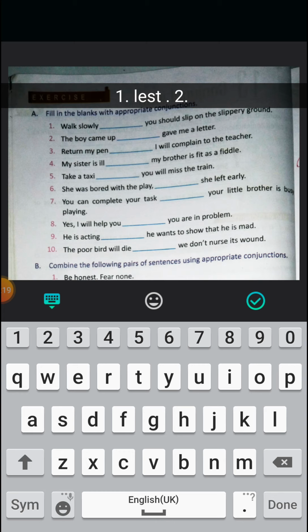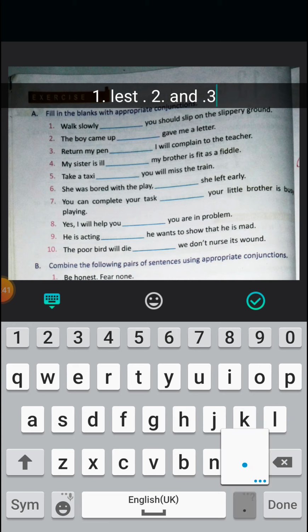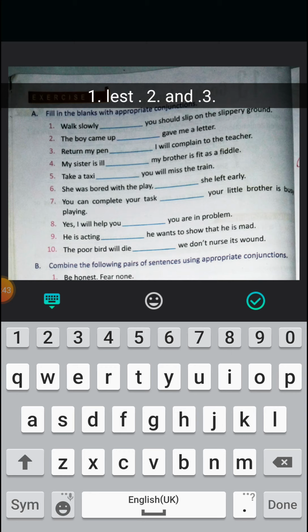Second one is: the boy came up dash gave me a letter. So write, the boy came up and gave me a letter. Why "and"? Because we have two sentences of independent nature, the boy came up, then gave me a letter, so we should join them using the conjunction "and". The third one, return my pen dash I will complain to the teacher. We can use the conjunction "otherwise". Return my pen, otherwise I'll complain to the teacher.